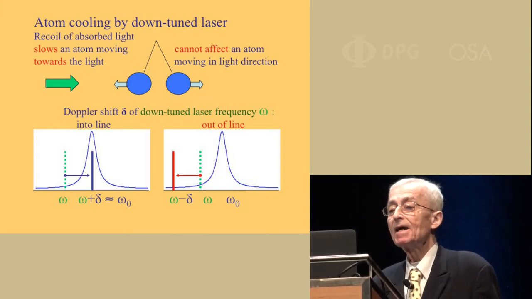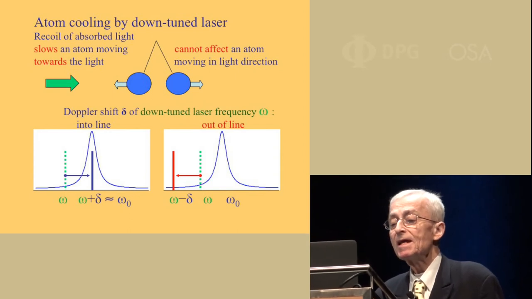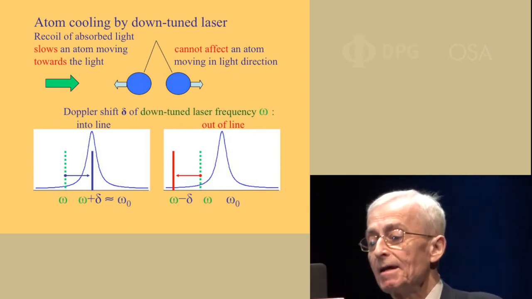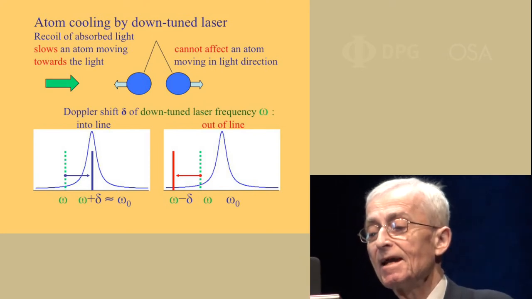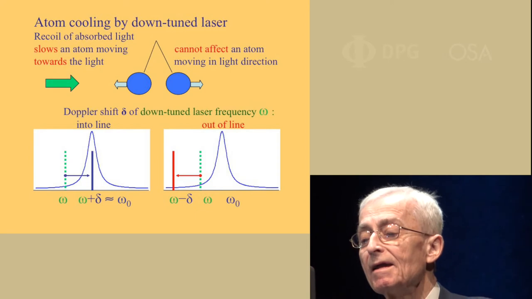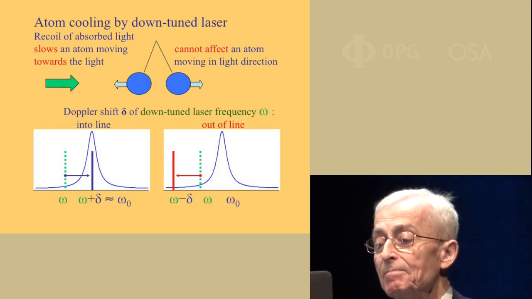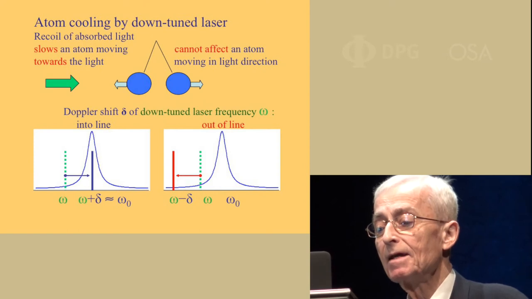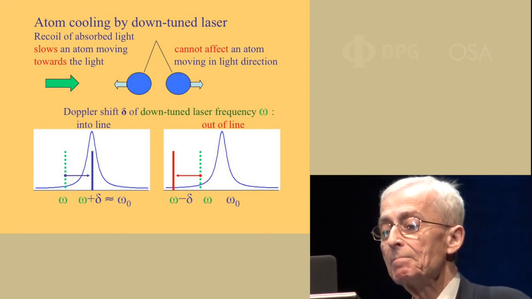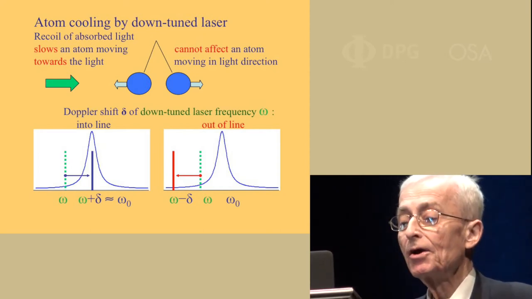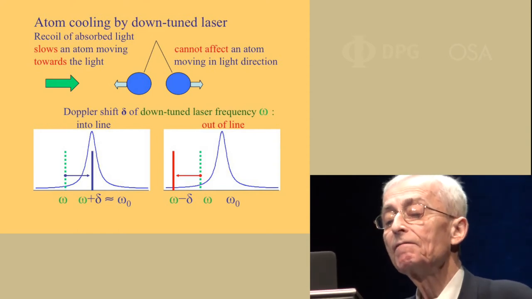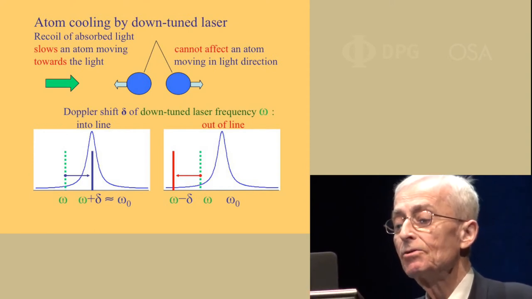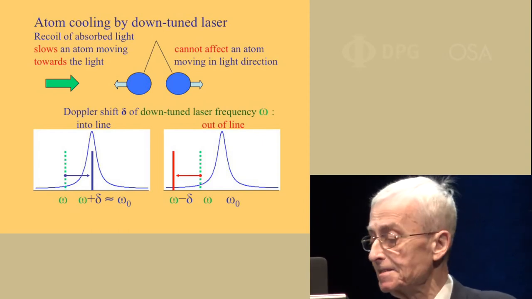We know that the simplest way of atom cooling is due to irradiation of the atoms by down-tuned light, because the light is put into resonance for those atoms which counterpropagate the light, and so their velocity is reduced, whereas for atoms moving in the direction of the light, the Doppler shift goes further into the wing, so that no interaction takes place.